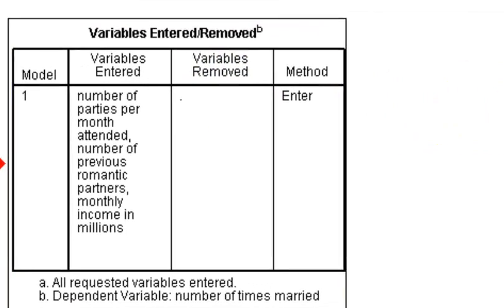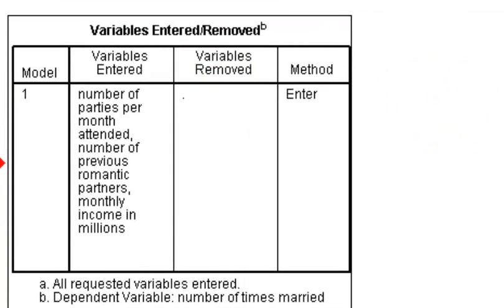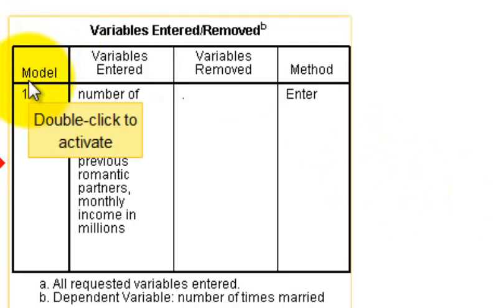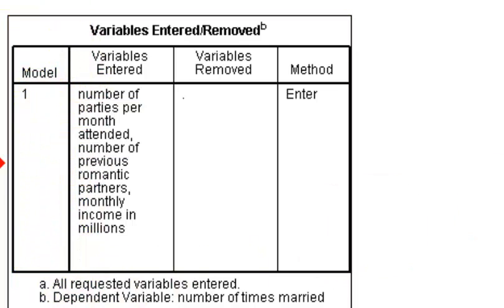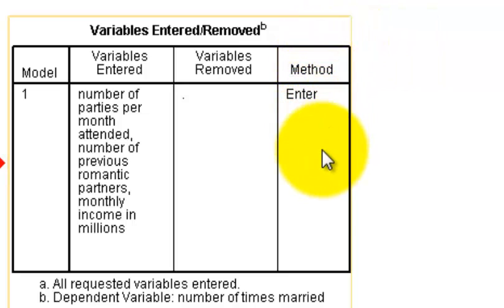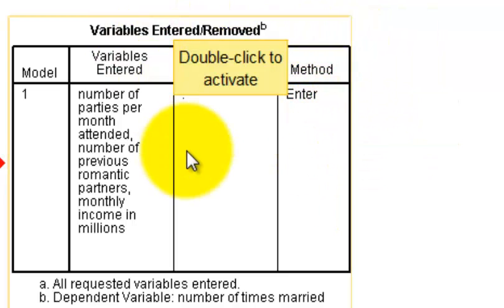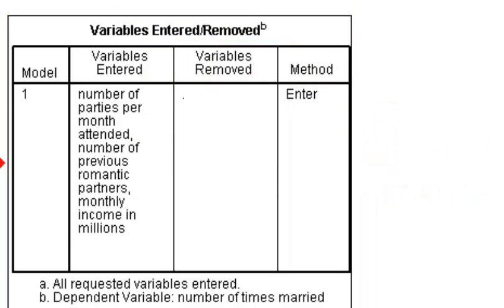This box tells us that we ran a simultaneous multiple regression. If it was hierarchical, there would be a Model 1 and a Model 2 and a Model 3, etc. If it was stepwise, it would say stepwise underneath the Method part. So this is just a simultaneous multiple regression. We just threw all the IVs in at once.